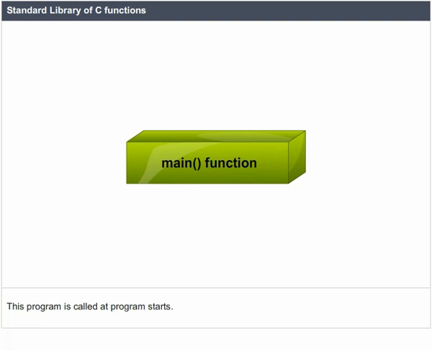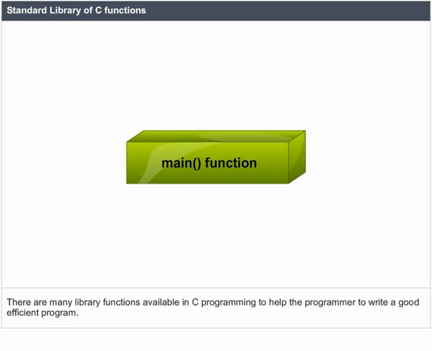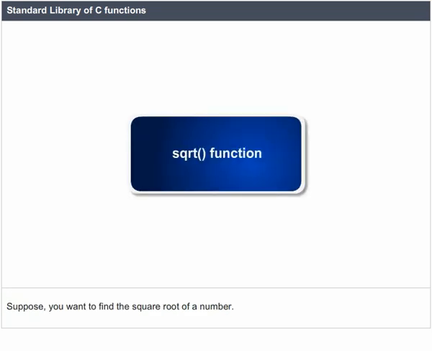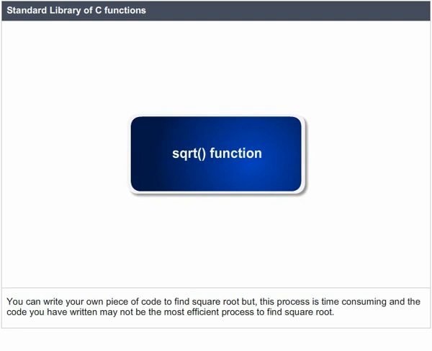The program is called at program start. There are many library functions available in C programming to help the programmer write a good, efficient program. Suppose you want to find the square root of a number. You can write your own piece of code to find the square root, but this process is time consuming and the code you have written may not be the most efficient way to find the square root.